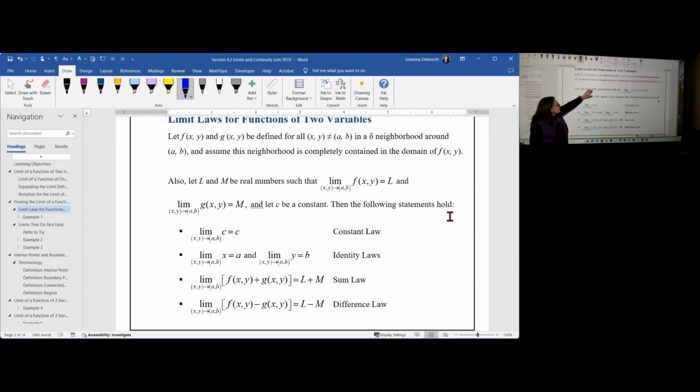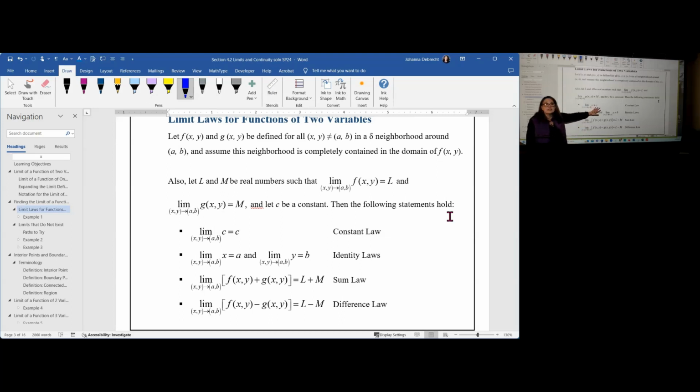Also, we're going to let L and M be some finite real number such that the limit as xy approaches AB of the function f equals L, and the limit as xy approaches AB of the function g equals uppercase M. We're going to let C stand for a constant, a real number, a scalar. Then here are our limit laws.